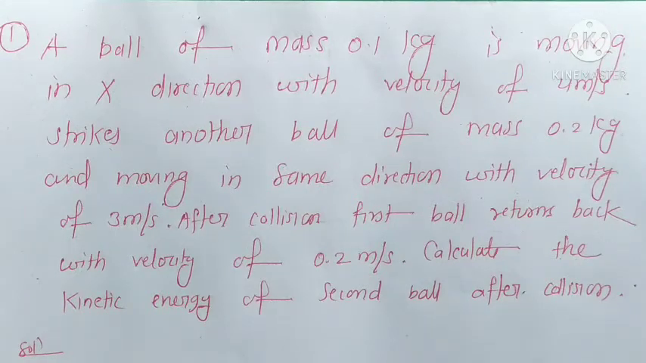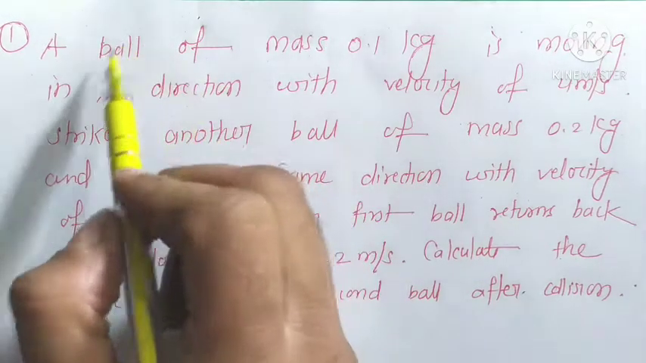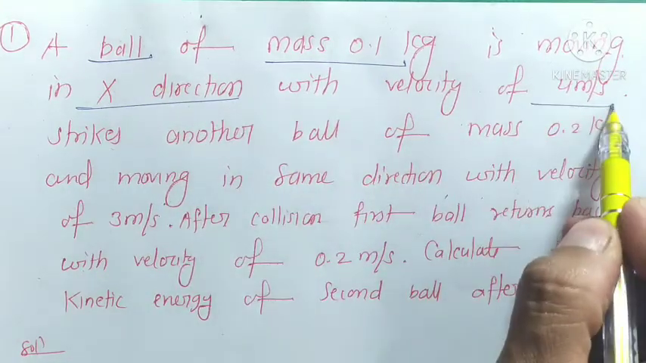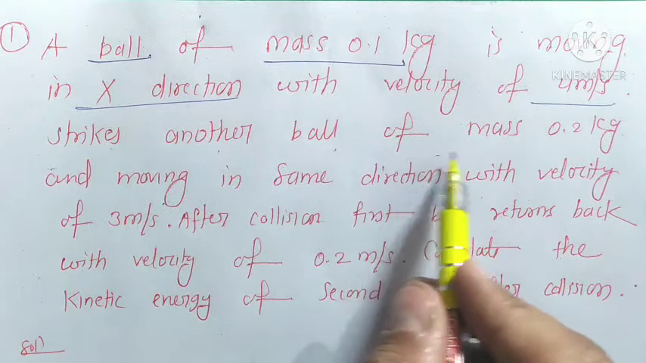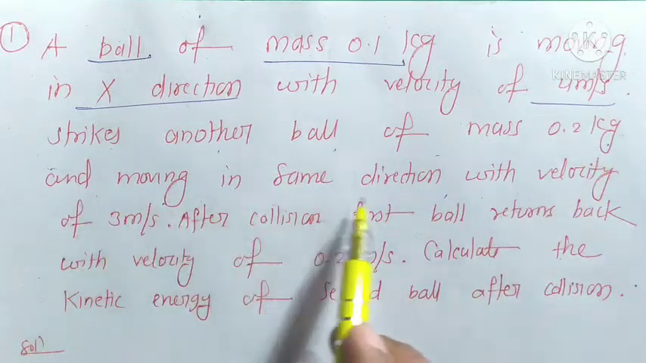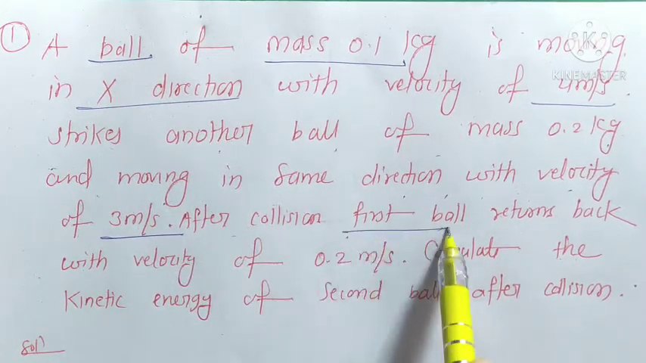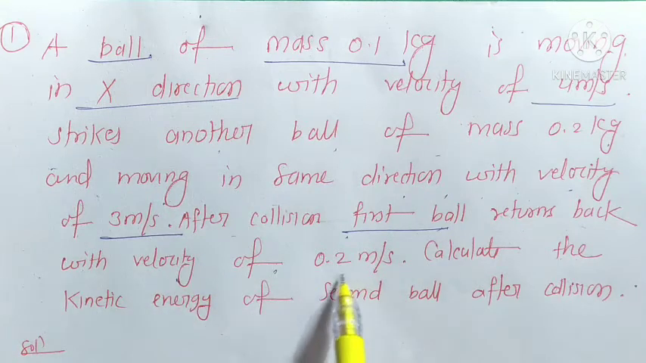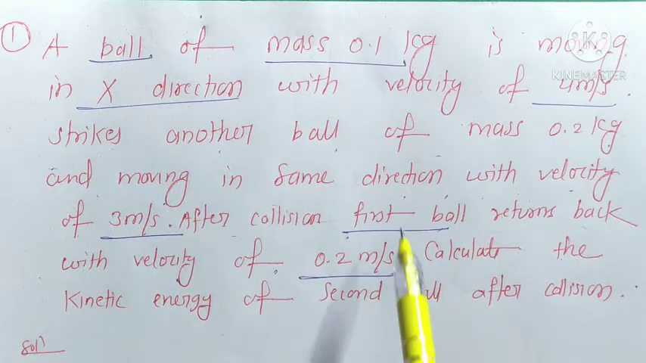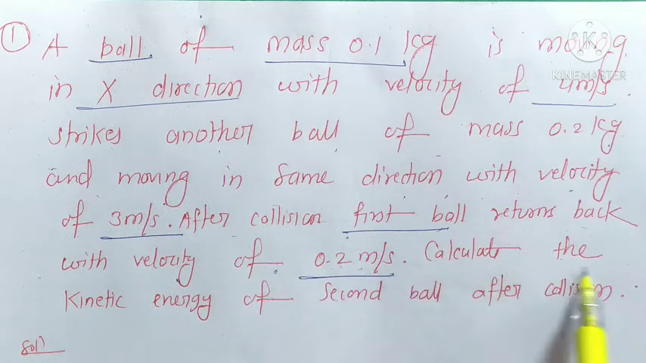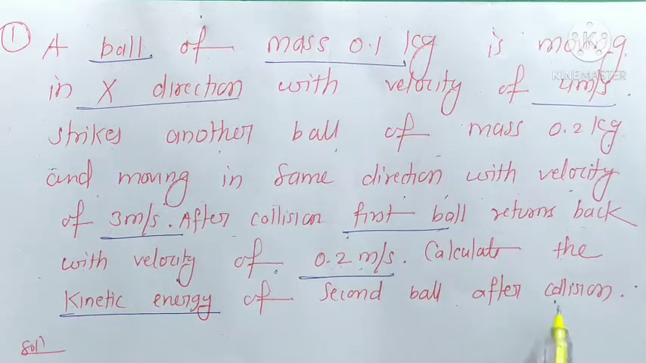So today I am going to discuss some numerical problems in the work, energy and power chapter. Here is our first numerical problem. A ball of mass 0.1 kg is moving in the x direction with a velocity of 4 meter per second. It strikes another ball of mass 0.2 kg moving in the same direction with a velocity of 3 meter per second. After collision, the first ball returns back with a velocity of 0.2 meter per second. Calculate the kinetic energy of the second ball after collision.